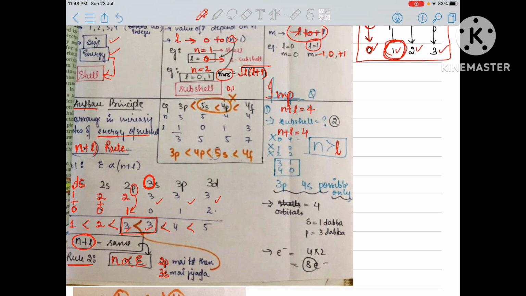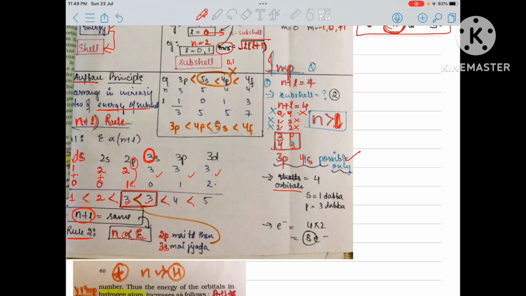So let us assume n and l as 0 and 4, 1 and 3, 2 and 2, 3 and 1, 4 and 0. 0 and 4 is not possible. Why? Because n has to be greater than l, but here n is 0 and l is 4. So this is not possible. Again, 1 is less than 3, so not possible. For 2 and 2, n can never be equal to l. n is always greater than l, so this is also not possible. So the possible subshells are 3p and 4s, where l is 1 and 0. So 3p and 4s are the only ones possible.